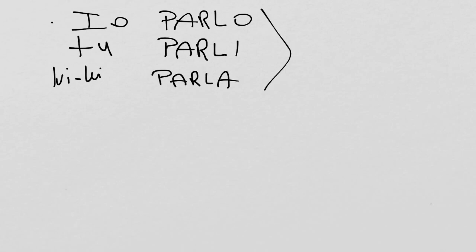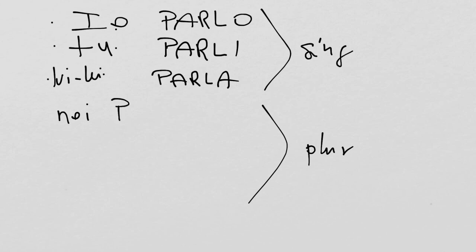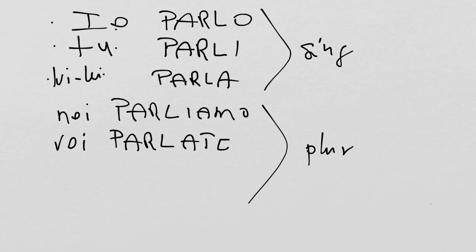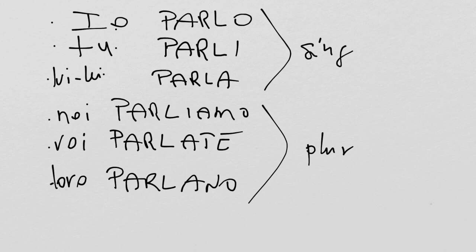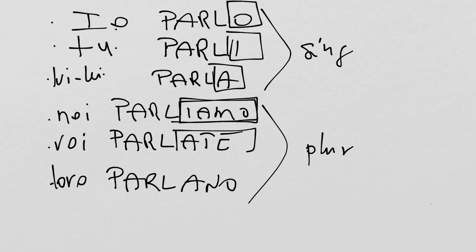That is not the case in Italian. Let's look at parlare, which means to talk, at the forms: io parlo, tu parli, lui, lei parla. These are the singular, first, second, and third person. And then the plural is noi parliamo, voi parlate, and loro parlano. Well, we see that each verb form is different. The ending is different depending on the subject.